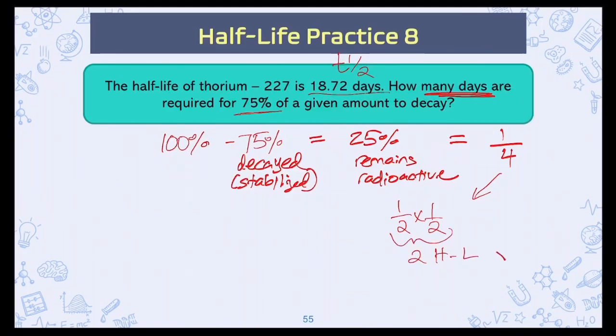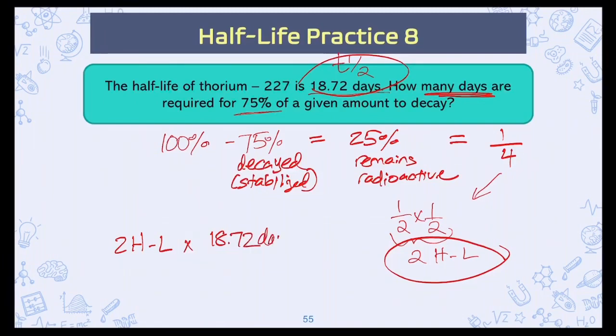So if we know 2 half-lives have passed, and the half-life of thorium is 18.72 days, all we need to do is multiply 2 half-lives by 18.72 days, because that's how many days are in 1 half-life. And I know to multiply because when I set my units up this way, these units cancel. So 2 times 18.72 days. Take a moment and pause the video to do that on your calculator.